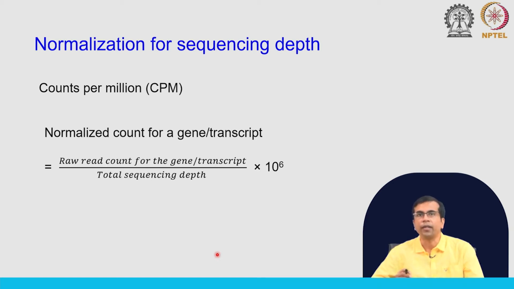So, you have a normalized count for a gene or transcript. Here the normalized count is calculated from the raw count using this formula: the raw read count for the gene or the transcript divided by the total sequencing depth, multiplied by 10 to the power 6. So, this is counts per million. We have to multiply with 10 to the power 6.